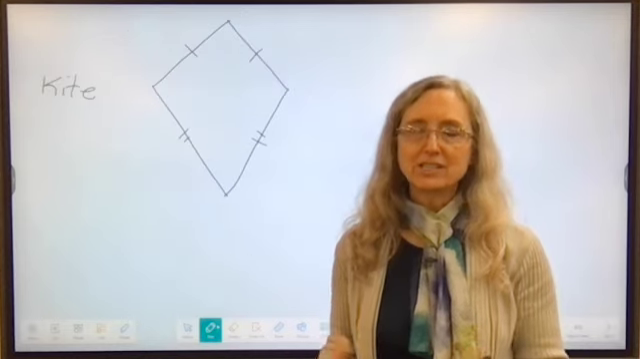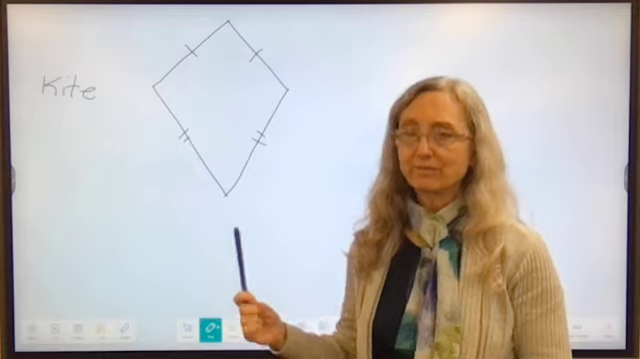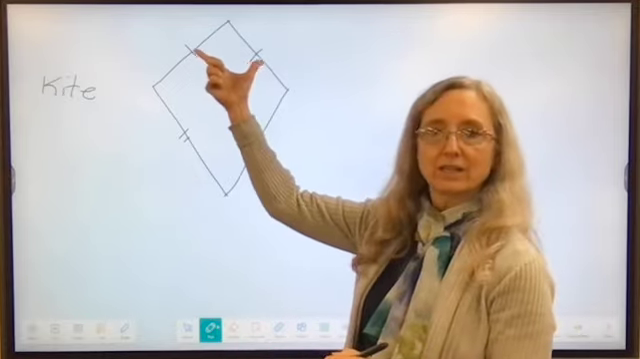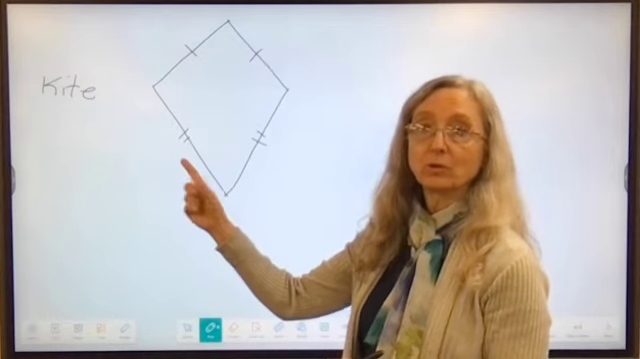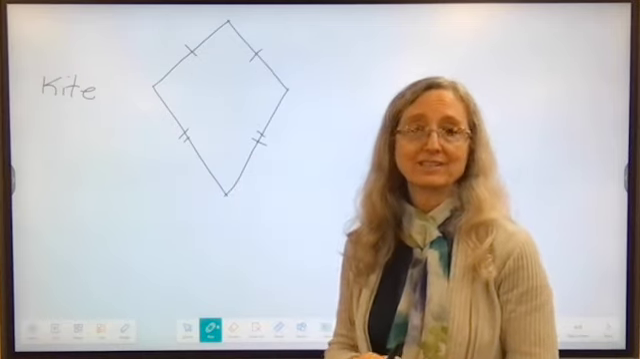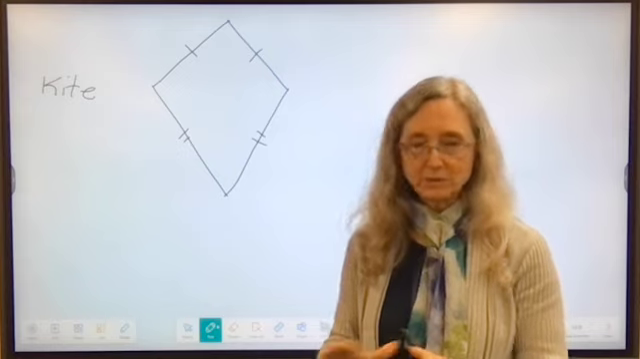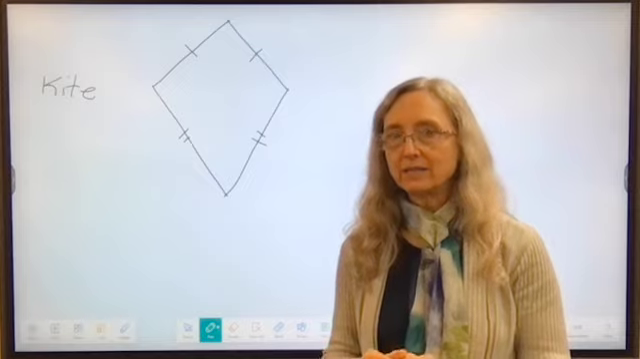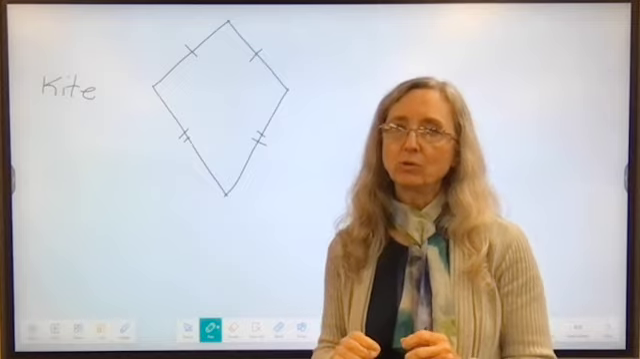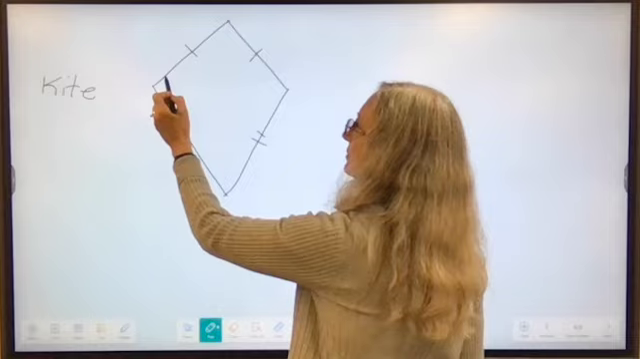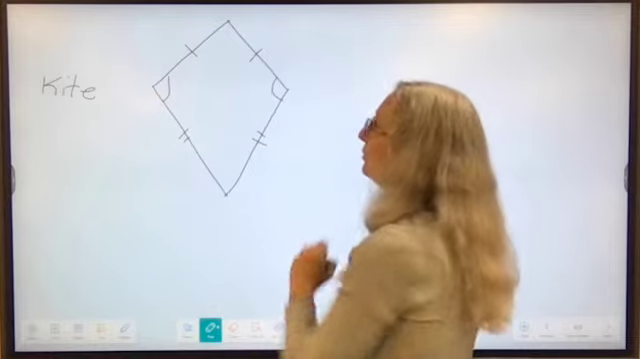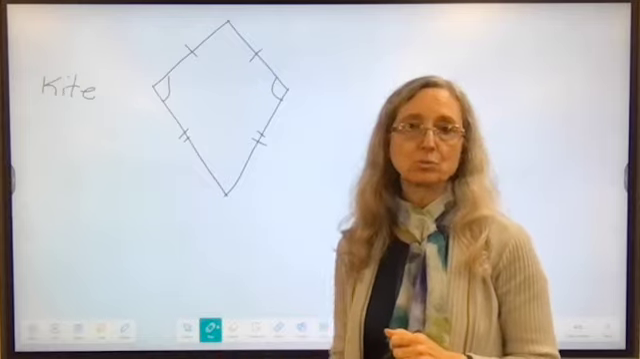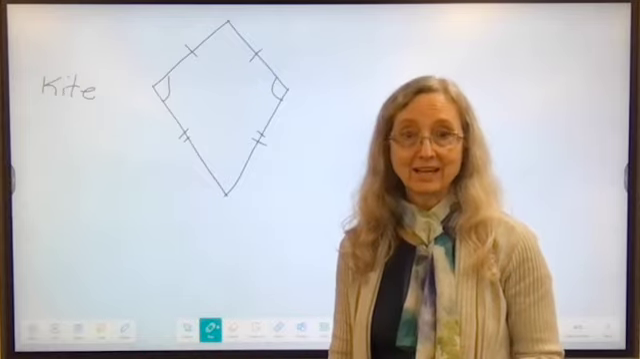Okay, let's turn our attention now to kites. Here is a very rough sketch of a kite. These two consecutive sides are congruent, and these two consecutive sides are congruent. Opposite sides are not congruent. If you have a kite, the only congruent angles are the angles that are included between the non-congruent sides. These two angles would be congruent in a kite.